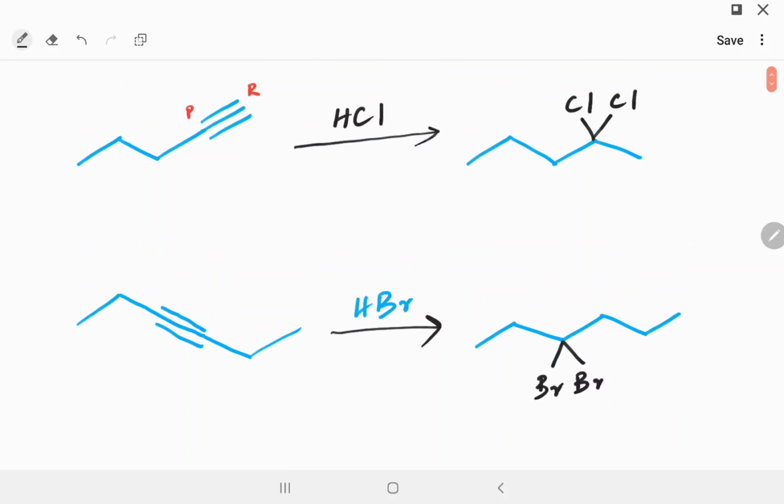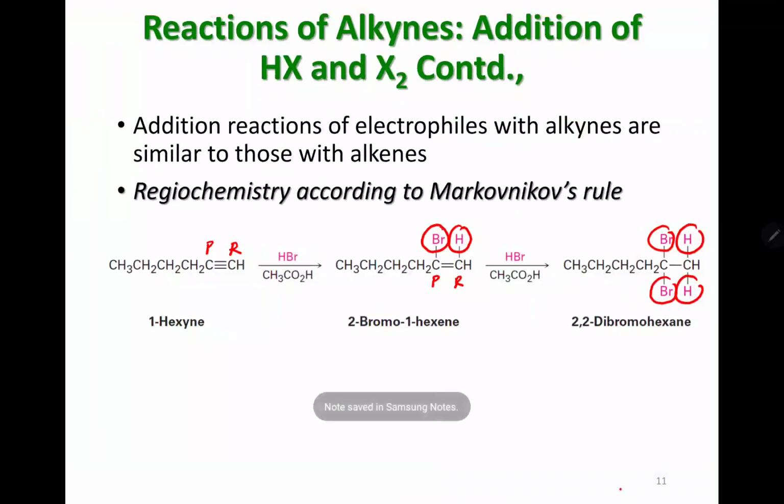So you have to worry about the Markovnikov rule if you have a terminal alkyne. This one is a terminal one. If you have a terminal alkyne, you will worry about the Markovnikov rule. Okay, all right, so that is it.